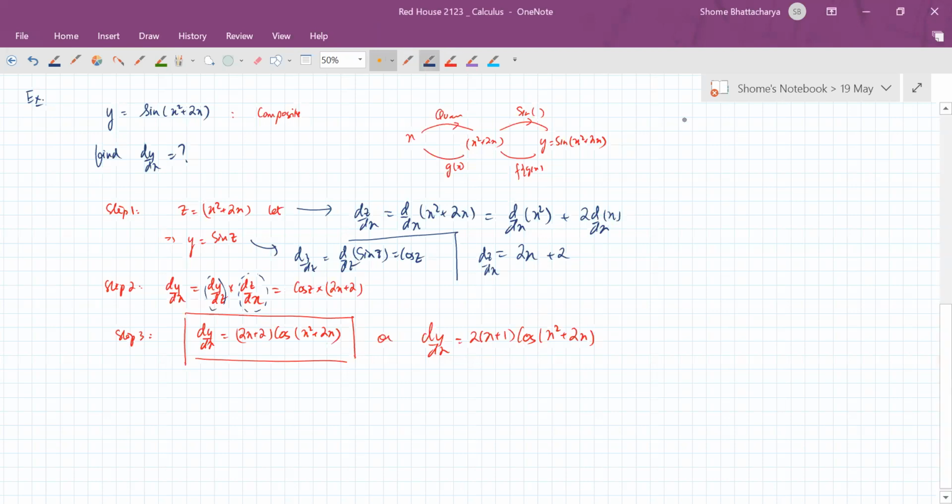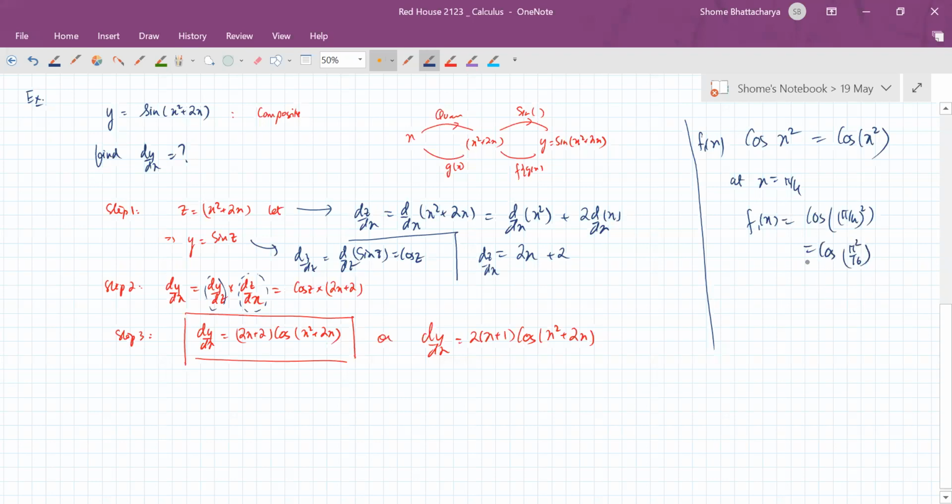Is cos x square and cos square x the same? Okay, no, they are not the same in the sense that cos x square is basically, the more proper way of writing it is cos of x square. So if I have written a function like this, then at x equal to, let's say, pi by 4, the value of this function becomes cos of pi by 4 whole square. So that is cos of pi square by 16, whatever that value is in radians, I have to substitute.